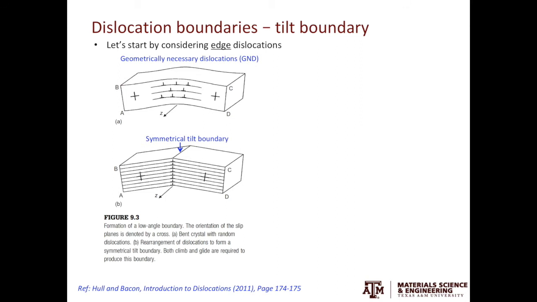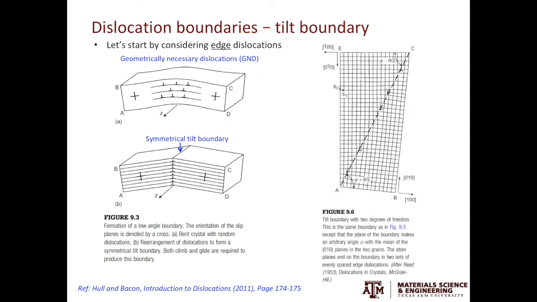We can make the scenario slightly more complicated. In the case on the left, we only considered Burgers vector of one type. What if we have two types of Burgers vectors, one pointing to the right, one pointing down? The vectors are b2, b1, b2, b2. This also gives us a tilt boundary, but with 2 degrees of freedom, while the example on the left gives us 1 degree of freedom.